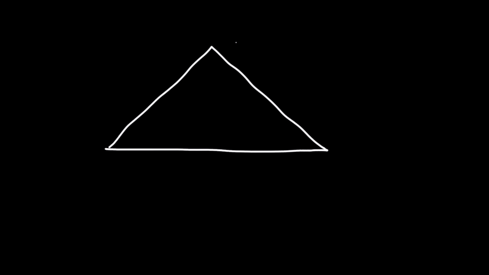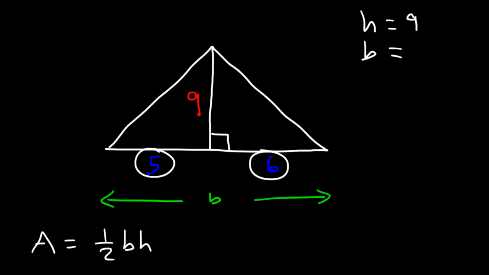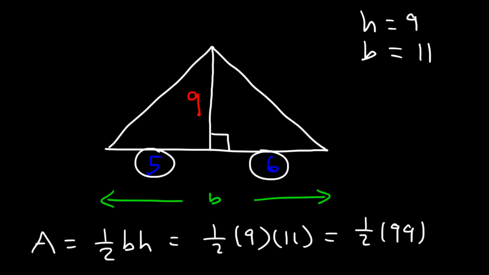Now, what if you have a triangle that looks like this? Let's say this is 9, and this is 5, and this is 6. What's the area of the triangle? So for any right triangle, you can use the same formula. It's 1/2 base times height. In this example, the height is 9, but the length of the base is 5 plus 6. The base of the triangle is this entire length, which is 11. So it's going to be 1/2, 9 times 11. 9 times 11 is 99. And half of 100 is 50, so half of 99 is 49.5.